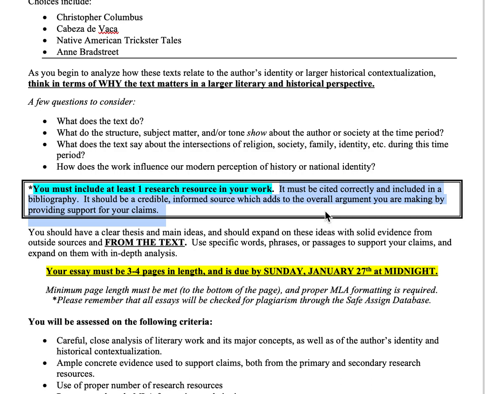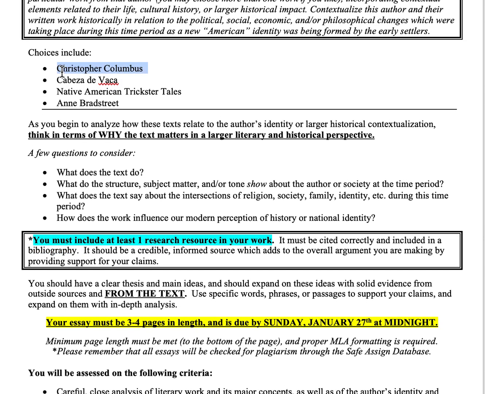Make sure it's a credible source, something like biography.com, history.com, PBS. All of these are very credible websites. Again, you cannot use Wikipedia. Don't use something like a blog or an offshoot of someone's thoughts on an idea. You want to use something that's a credible research source. Make sure you have a bibliography that cites the text that you are writing about as well as your source.